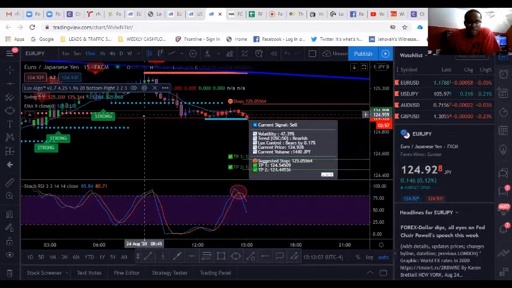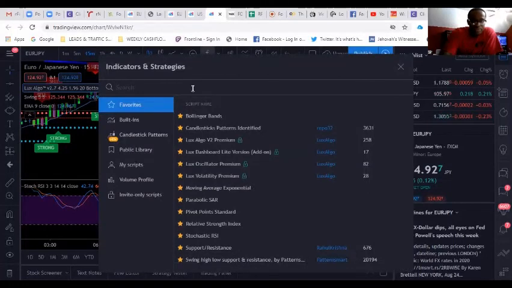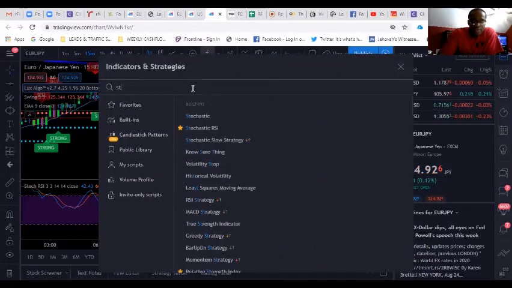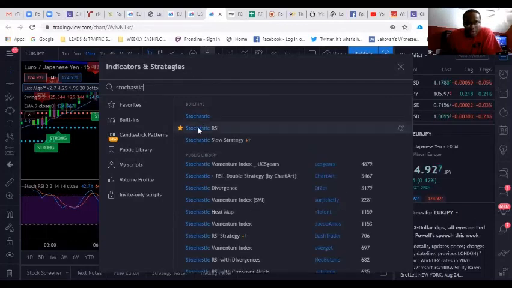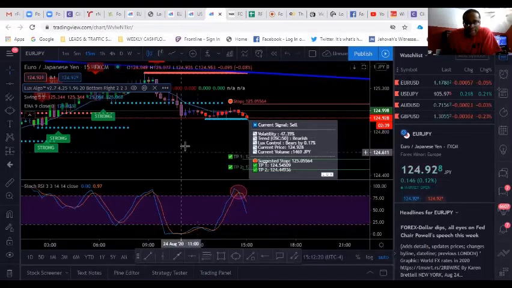It's nice. To get access to the Stochastic RSI, you're going to click on here, Stochastic, and then you're going to click Stochastic RSI and favorite. That way you'll have access to it.